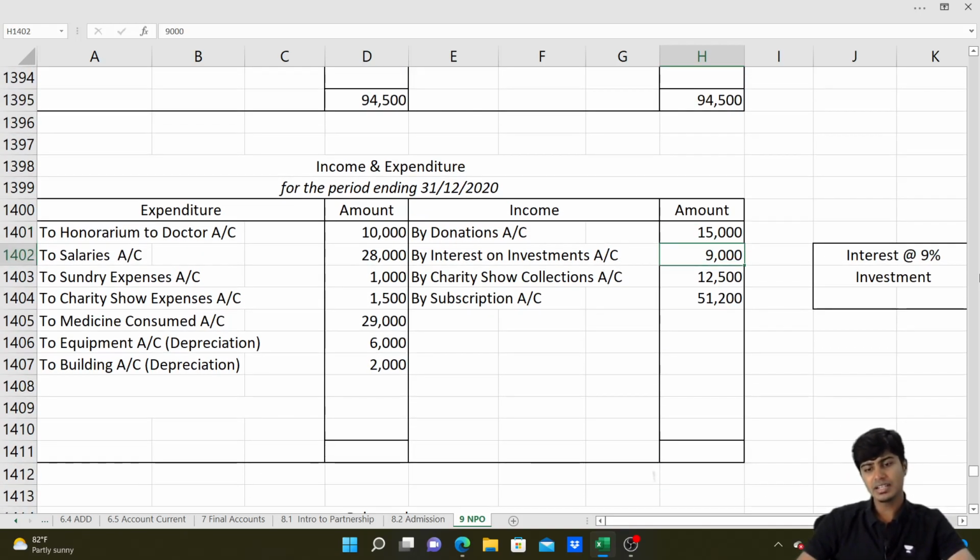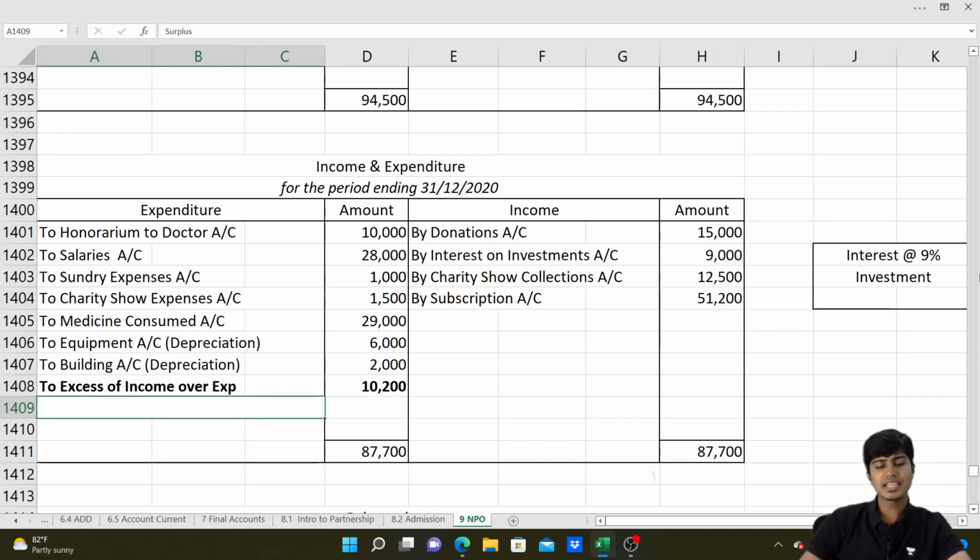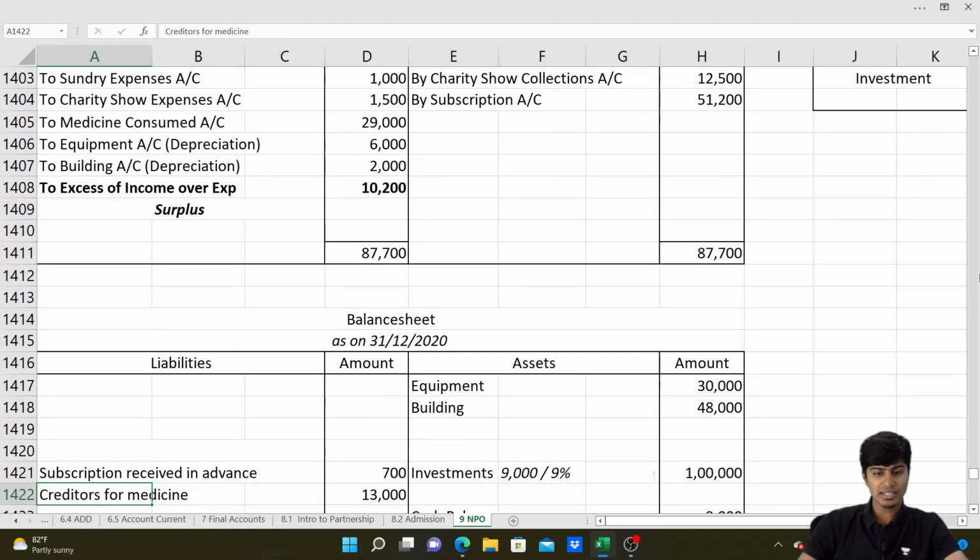15 plus 9 plus 12,500 plus 51,200 gives us 87,700 as the total on the income. I'll write 87,700 on the expense side, and then from this I'll deduct 10, 28, 1, 1.5, 29, 6 and 2,000s, by deducting which I will be getting 10,200. This is excess of income over expense, which is surplus.